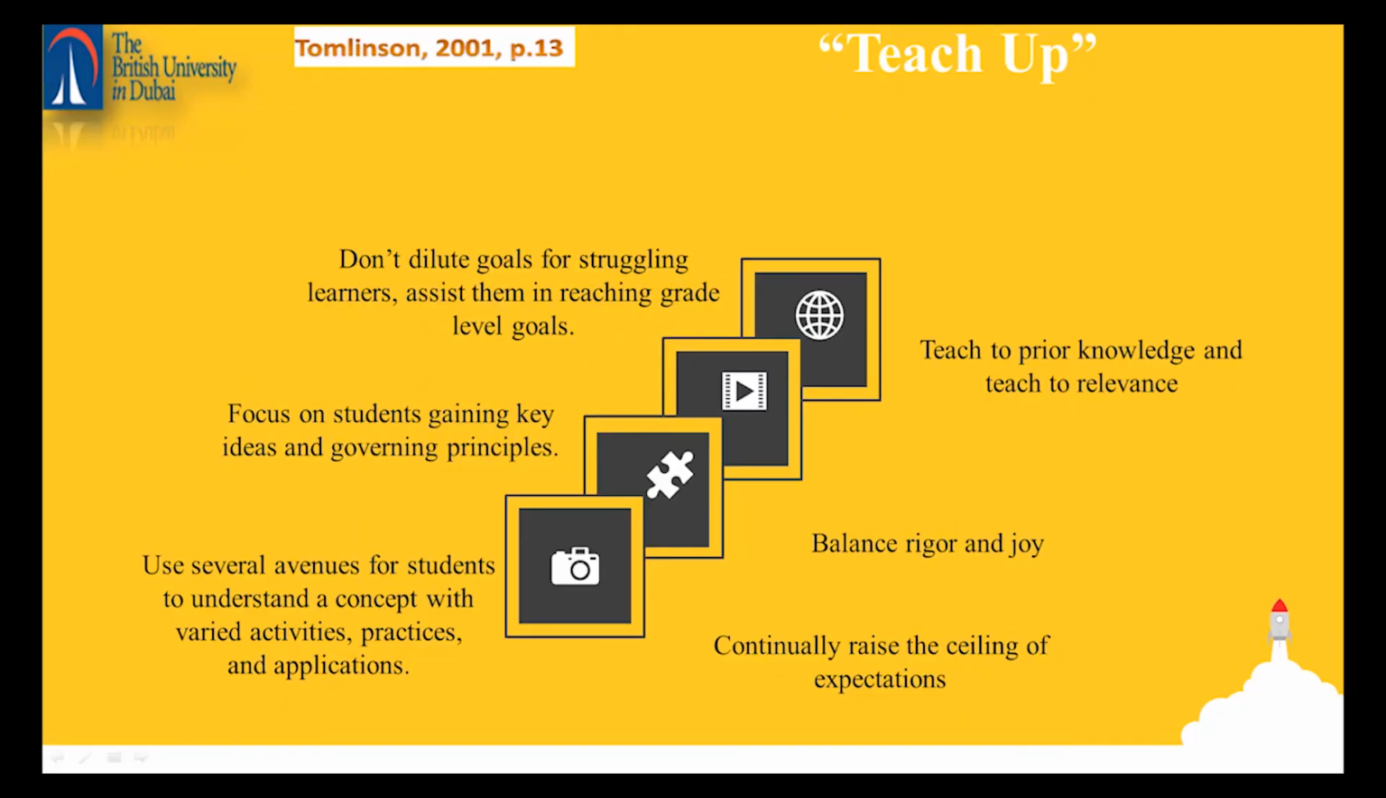Tomlinson 2001 informed us about Teach Up: don't dilute goals for struggling learners. Assess them in reaching grade level goals. Also focus on students gaining key ideas. Use several avenues for students to understand a concept with varied activities. Teach them to prior knowledge and teach to relevance. Balance rigor and joy. Continually raise the ceiling of expectations.